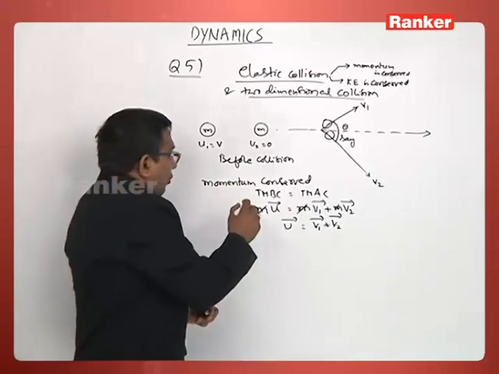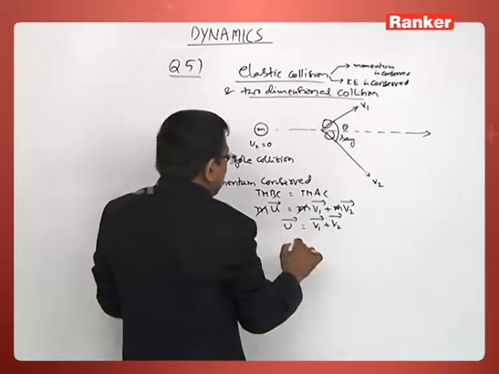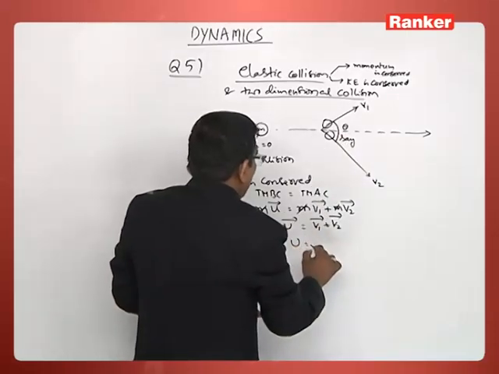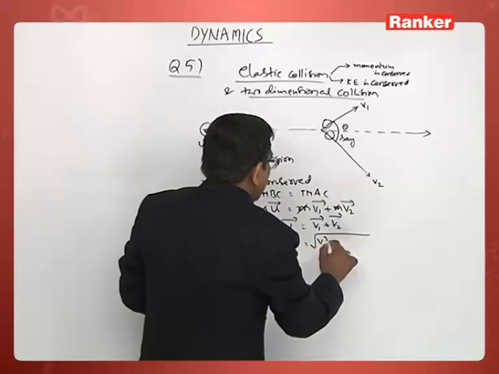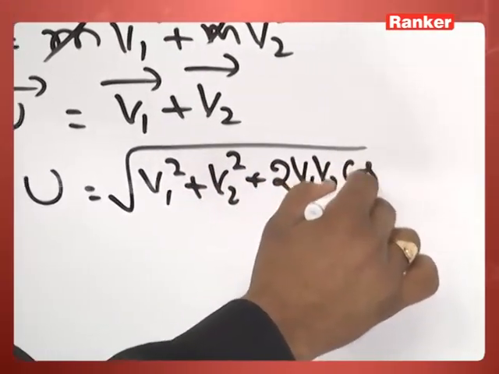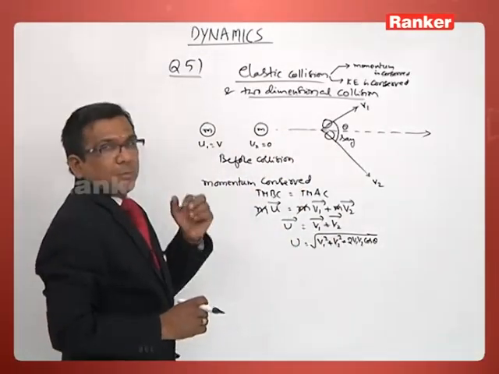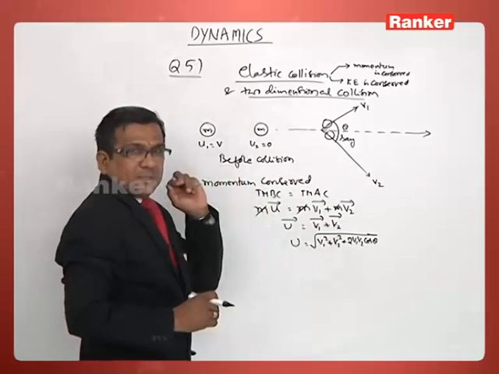Now by using the parallelogram law, if v1 and v2 are at an angle theta, then how do you write u? U is equal to root of v1 square plus v2 square plus 2 v1 v2 cos theta. You can write this sum of two vectors by the parallelogram law. So keep the result here.